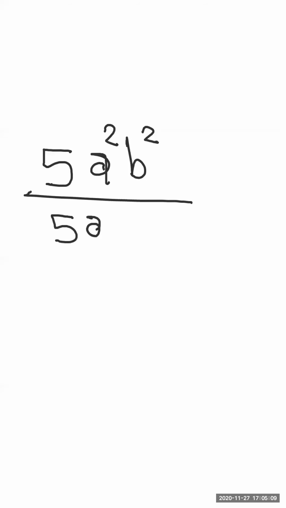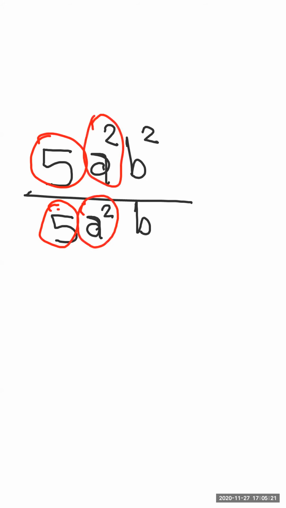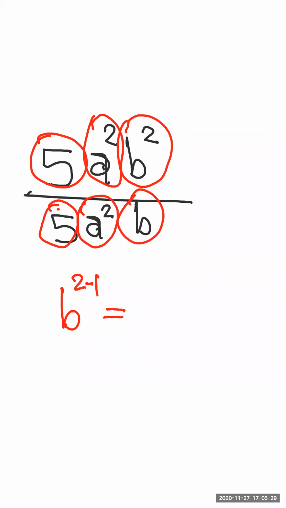We said that if it's 5a squared b squared over 5a squared b, first divide the coefficients. 5 divided by 5 means 1. a squared divided by a squared also means 1. Then b squared over b will equal b at the power of 2 minus 1, so it will equal b only, which is b at the power of 1. But in case of power of 1, we don't write it, because by default b means b at the power of 1, so it will equal b.